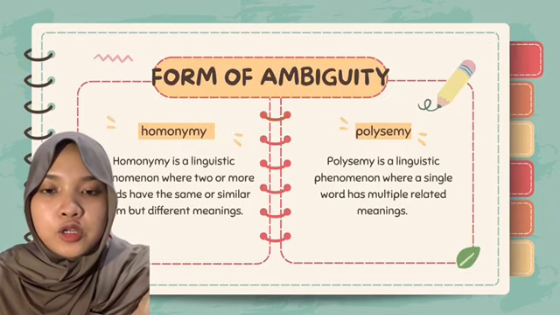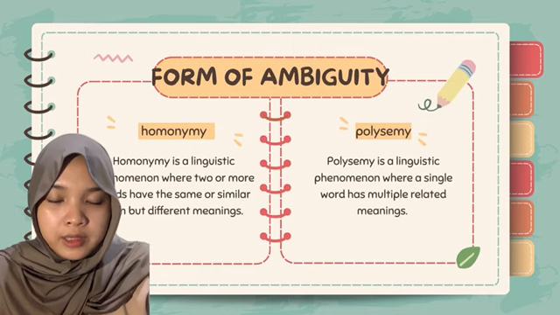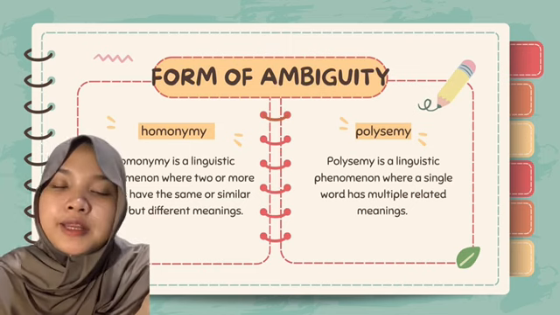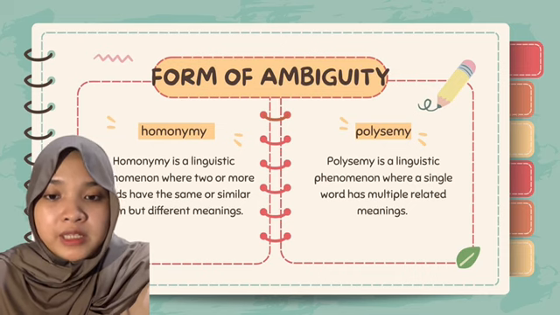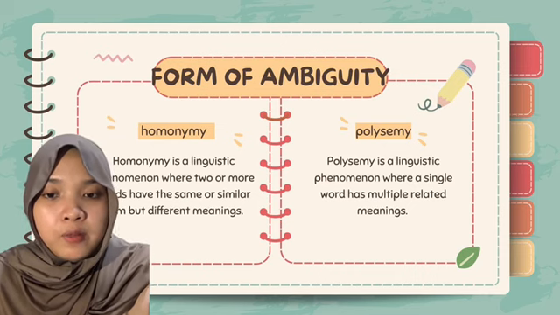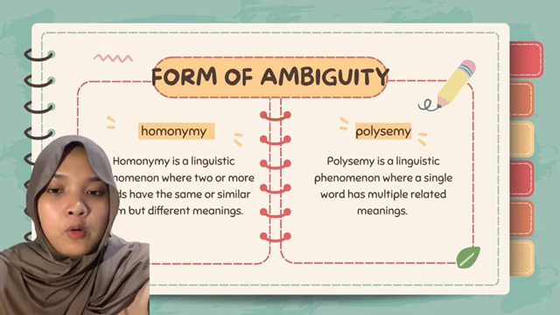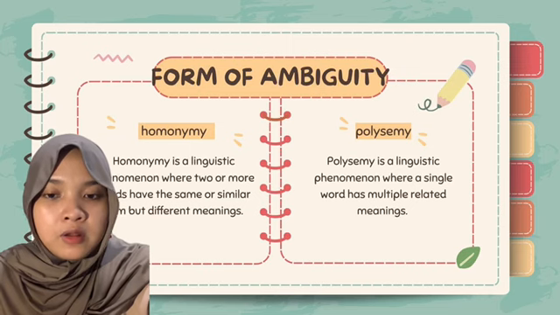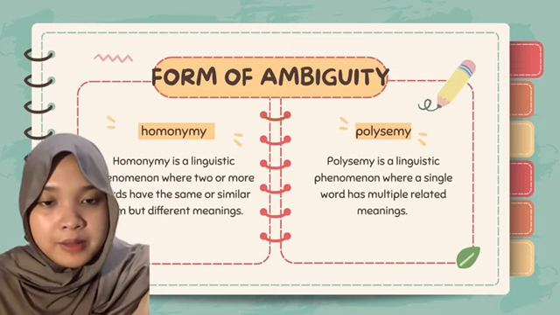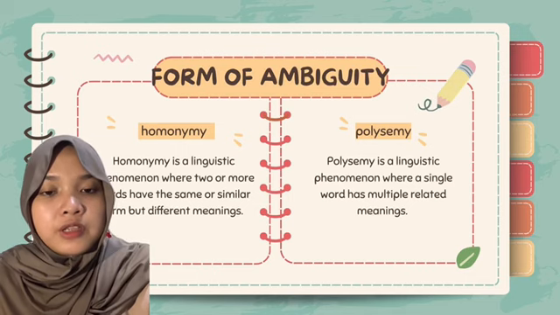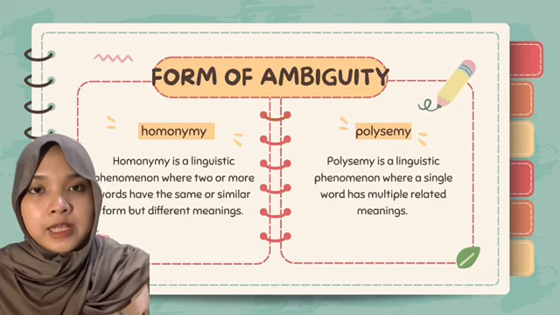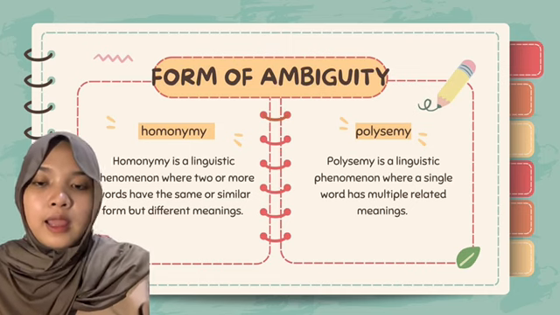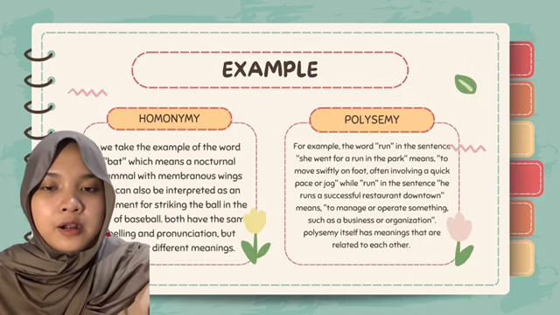Next, there are two forms of ambiguity. The first is homonymy and the second is polysemy. What is homonymy? Homonymy is a linguistic phenomenon where two or more words have the same or similar form but different meanings. And polysemy is a linguistic phenomenon where a single word has multiple related meanings. These are examples.